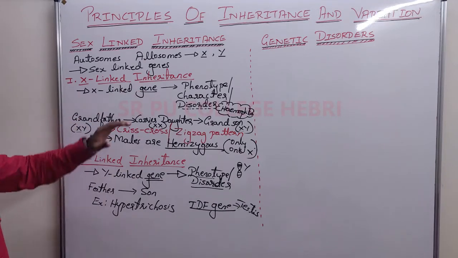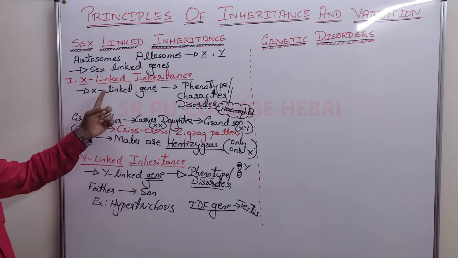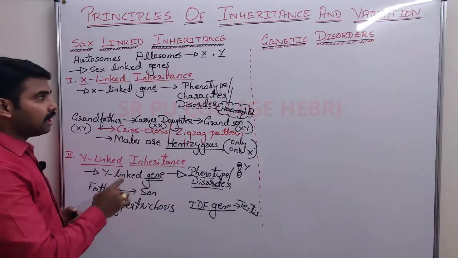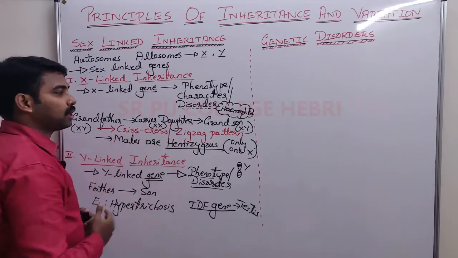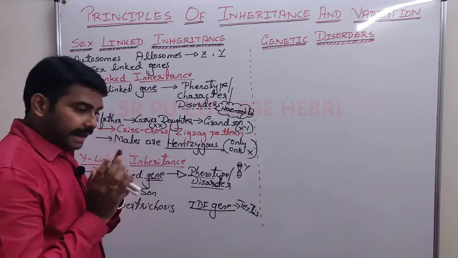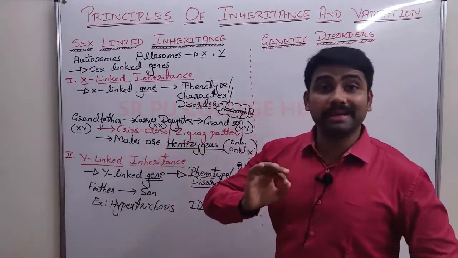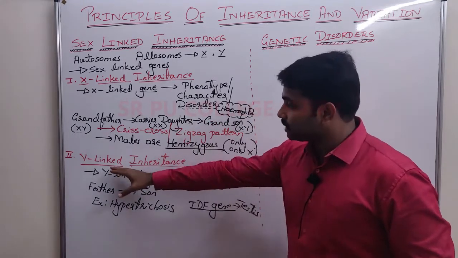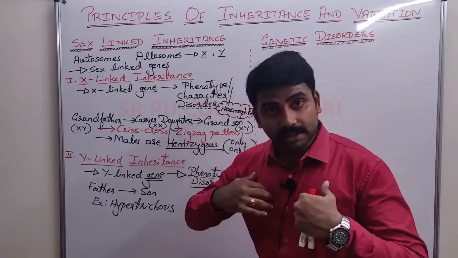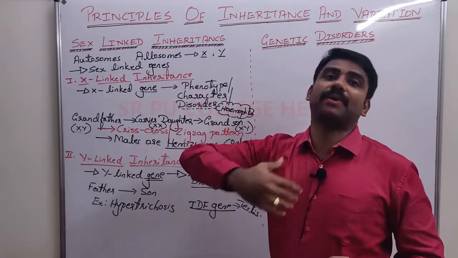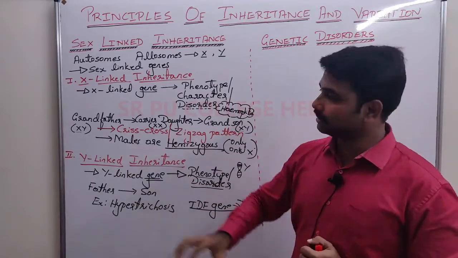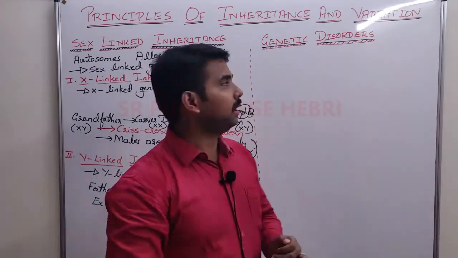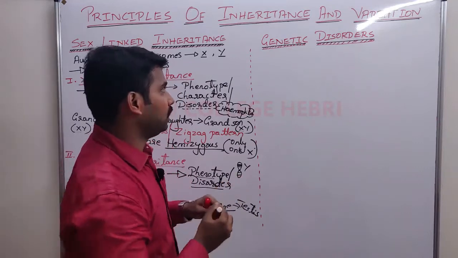So let me quickly recall. Genes present on X and Y chromosomes are called sex-linked genes, and their inheritance is called sex-linked inheritance. The X-linked inheritance is by crisscross pattern or zigzag pattern. An X-linked character or phenotype is always inherited from grandfather to grandson through carrier daughter. Whereas Y-linked inheritance is transmitted from father to son, males of the what? That family. Is that clear? That is the Y-linked inheritance. This basic knowledge is required to understand a few concepts of genetic disorder. Now, let me move on to the next one. What is that? Genetic disorder.